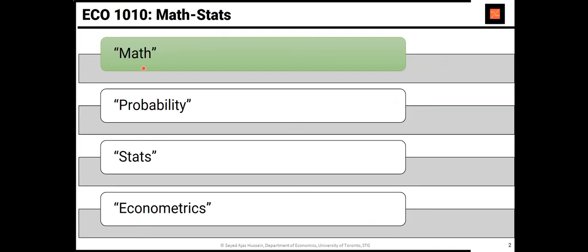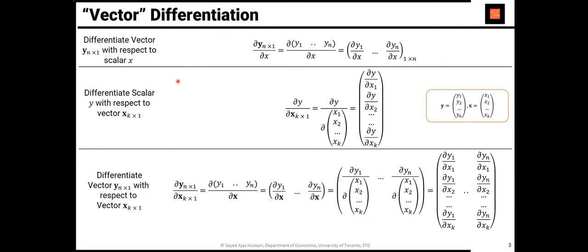Today we actually begin probability and stats, but we need a little bit of math from last time. Here's one way to write down derivatives of vectors with respect to scalars, derivatives of scalars with respect to vectors, and vectors with respect to vectors.